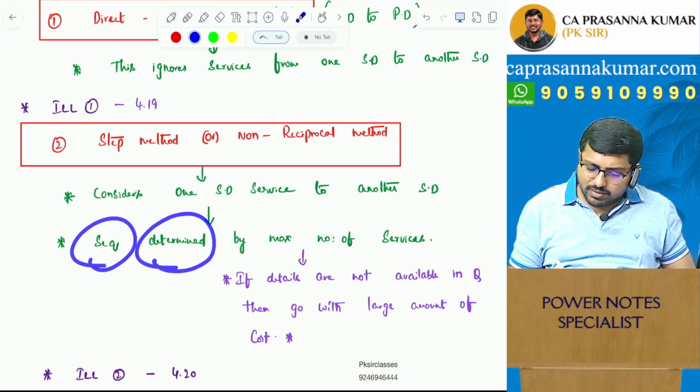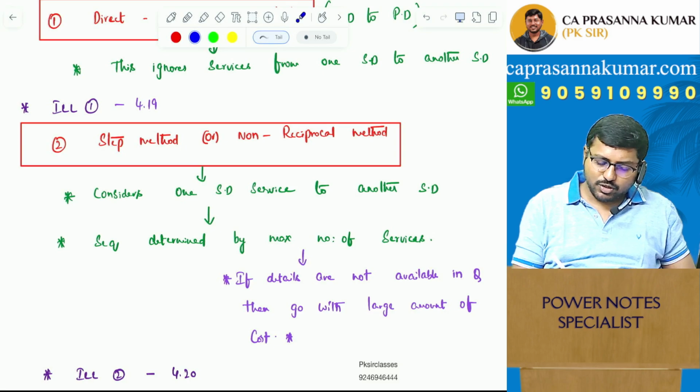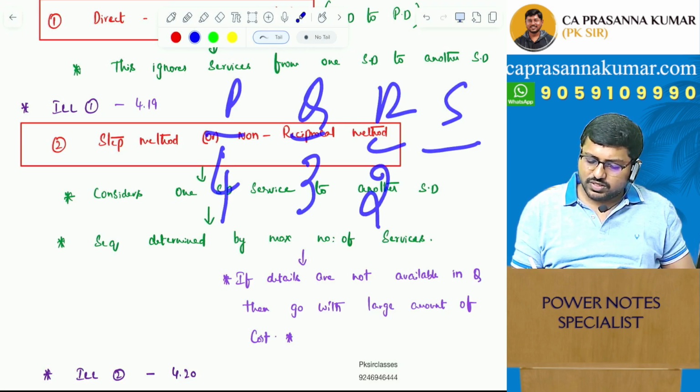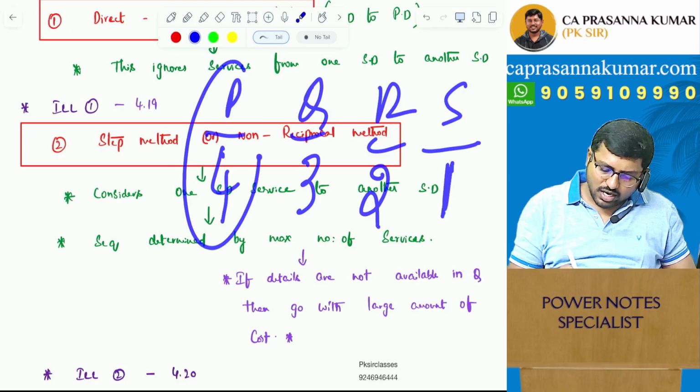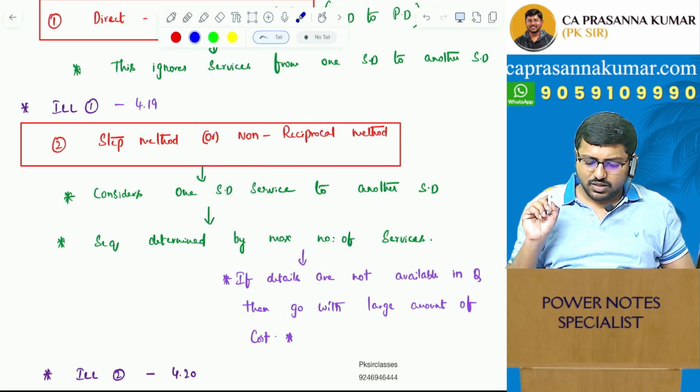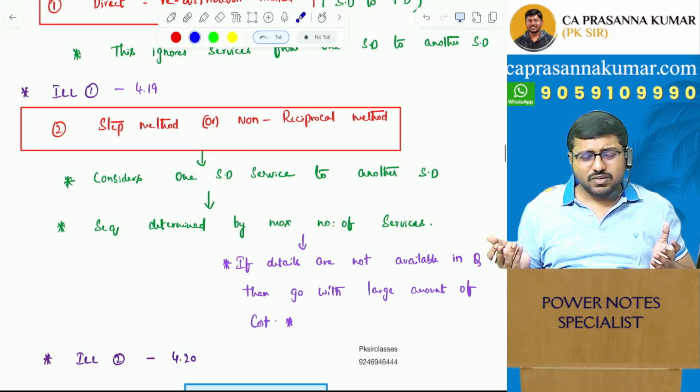Sequence is determined by maximum number of services. For example, you have P, Q, R, S, like 4 service departments. P has given 4 services, Q has given 3 services, R has given 2 services, S has given 1 service. Then you start with P, then go to Q, then go to R, then go to S. That is the sequence. Mostly the sequence will be given in the question.